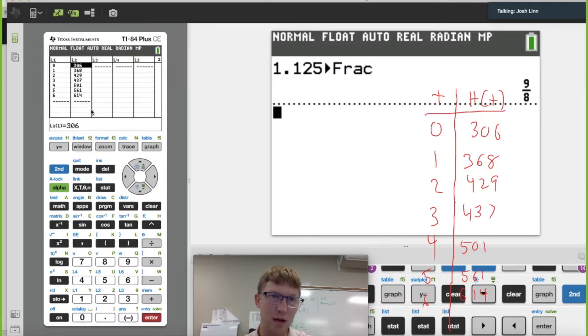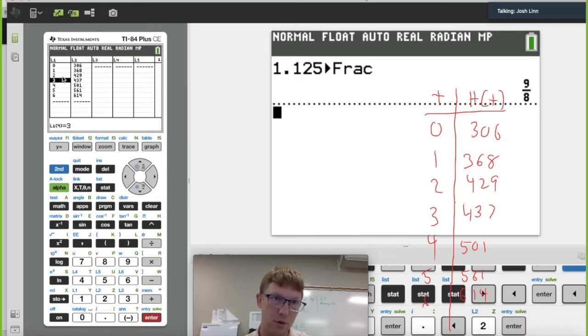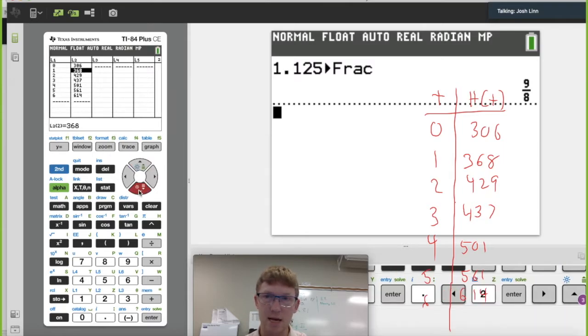I already entered in most of the data, but you have all these lists here. For this one, you can enter any number you want, but we want 0, 1, 2, and so on and so forth, all the way down to 6. And then for each corresponding value, make sure you get them right. You enter your corresponding number. So again, 306, 368, 429, and so on. You just enter it and push enter. If you had more values per T, you could enter all those in, but we don't, so we don't have to worry about it. So our data is entered.